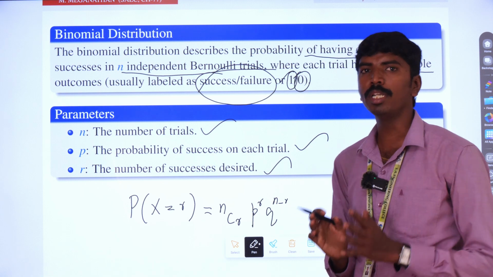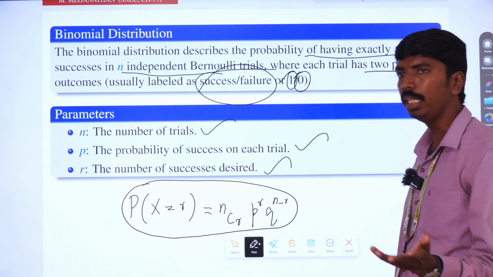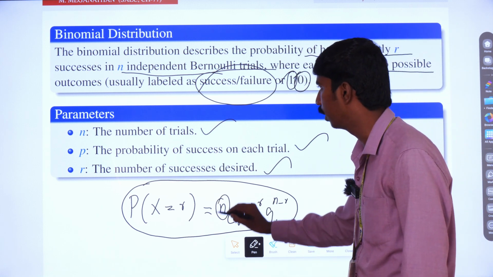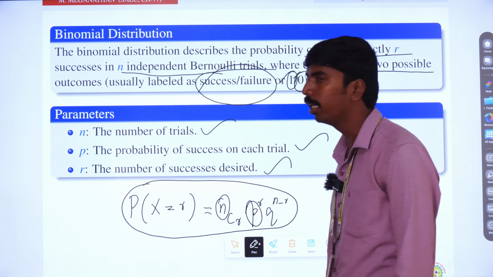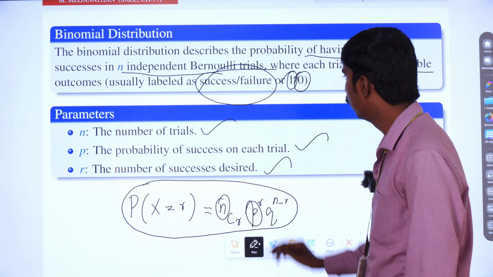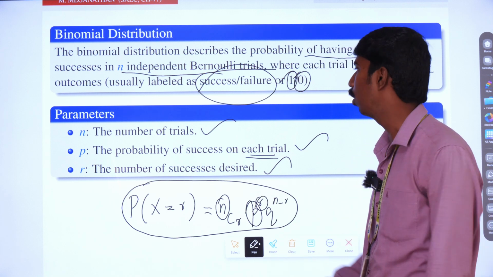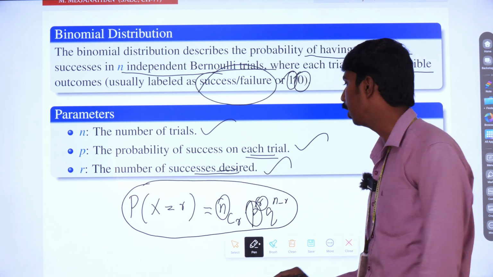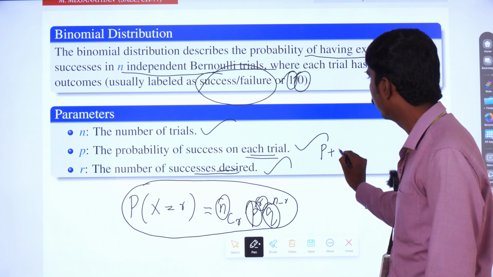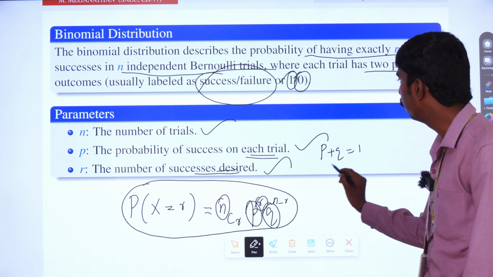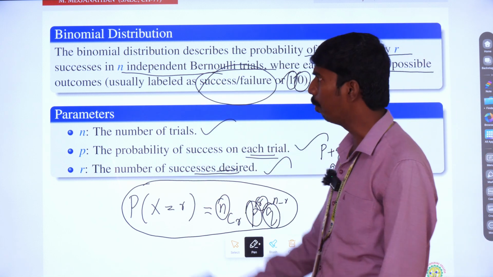We need to understand what our aim is in using this formula. In this formula there are three different parameters. n is the total number of trials, and p is the probability of success in a single trial. r is our aim, the number of successes desired in our problem, and q is the probability of failure. The sum of total probability is p plus q equal to 1, so q can be written as 1 minus p. This is the overall idea of binomial distribution.